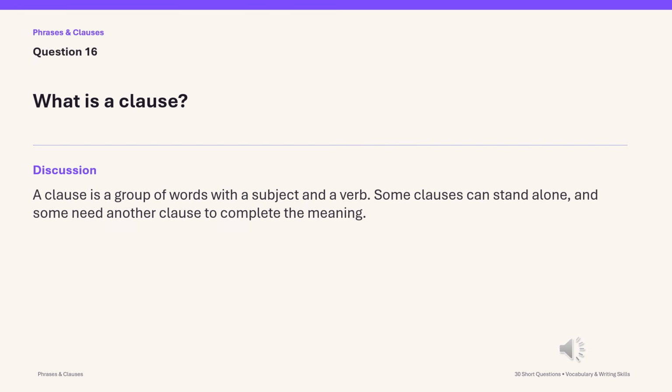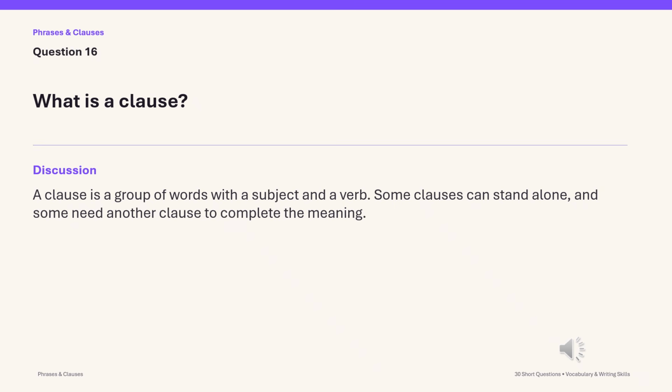What is a clause? A clause is a group of words that has both a subject and a verb. For example, she smiled. She is the subject and smiled is the verb. So it is a clause. Now, speaking about clauses, I need to mention that there are mainly two types of clause. One is independent and the other is dependent.